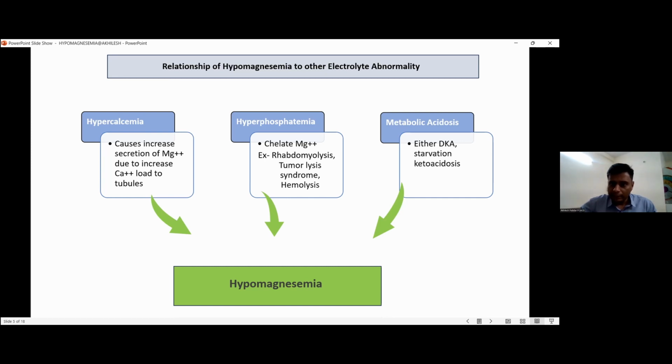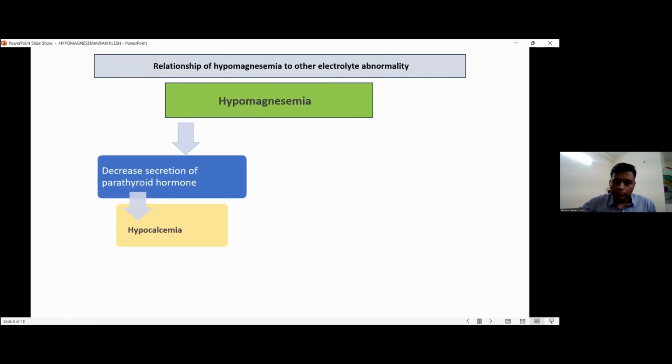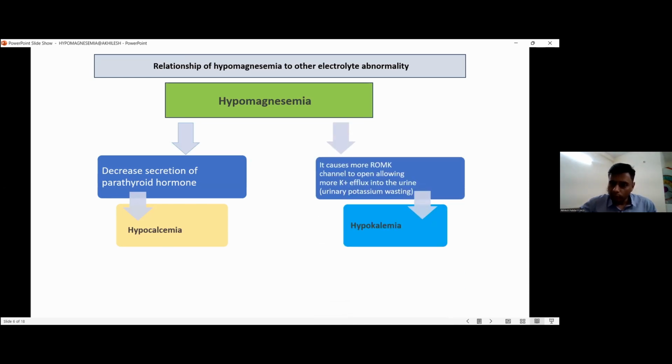So hypomagnesemia sets in. When this hypomagnesemia occurs, what does it cause? We know magnesium is required for the release of parathyroid hormone, and parathyroid hormone is for calcium homeostasis. So when there is decreased parathyroid hormone, there is decreased calcium, so hypocalcemia occurs. It also causes more ROMK channels to open, which allows potassium efflux out in the urine. So hypokalemia will take place.